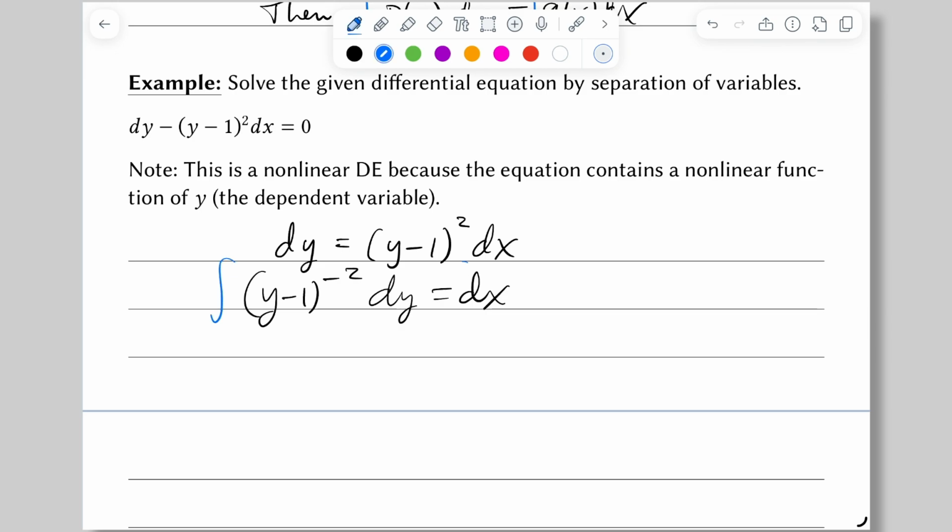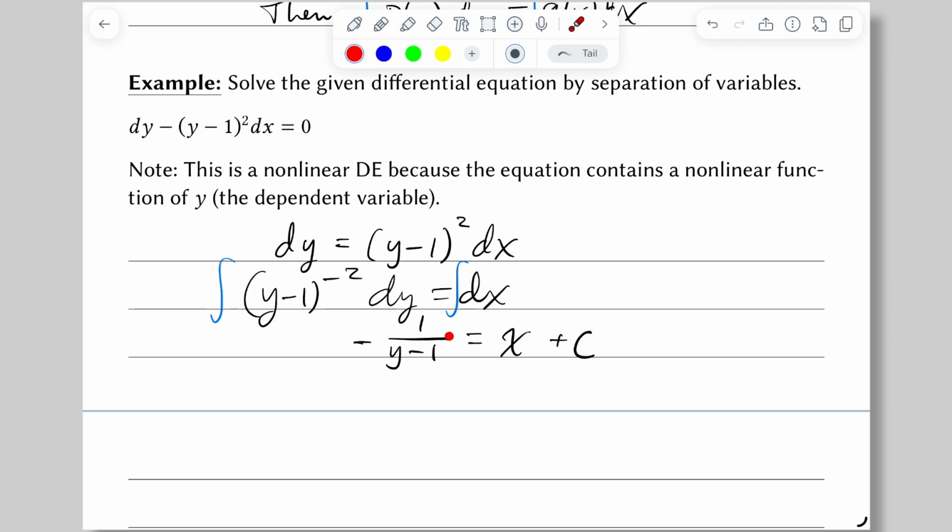Let me go ahead and write down the integral symbols there. Adding 1 to the exponent, dividing by the new exponent is going to give us negative 1 over y minus 1. And on the right-hand side, we integrate 1 dx to get x. I'm going to add a constant to the right-hand side, and you might note we should be writing down plus c on both sides. Well, I'm not going to do that.